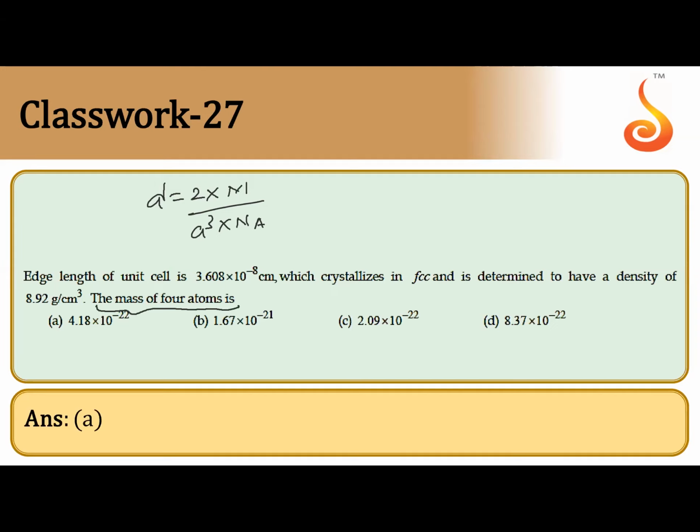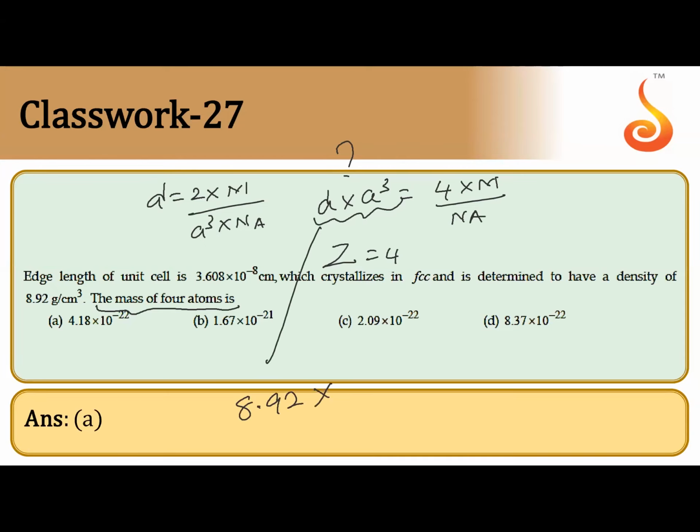They have asked you the mass of 4 atoms. d into a cube: for FCC, Z is equal to 4, so 4 into M by NA. So mass of 4 atoms will be d into a cube. If you calculate d into a cube, you will get the answer. Density is 8.92, into a cube, which is 3.608 into 10 power minus 8 centimeter whole cube.